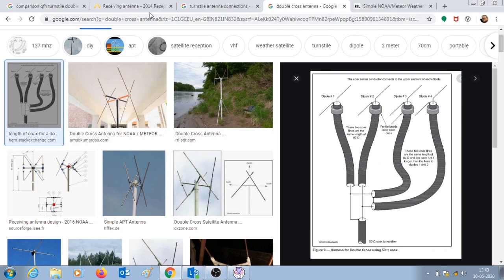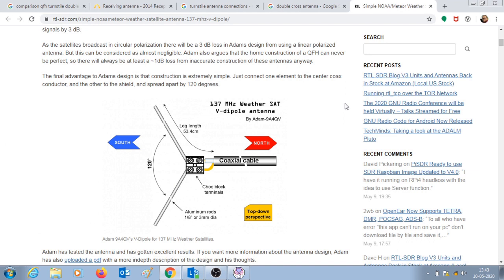The last type is also very popular for beginners like me, for example, the horizontal V-dipole antenna. Now, the reason I chose this antenna to start with is because it is very easy to build. As you can see, there are two elements that are 120 degrees apart, and each one has got a certain length given here. This is also a very good article.